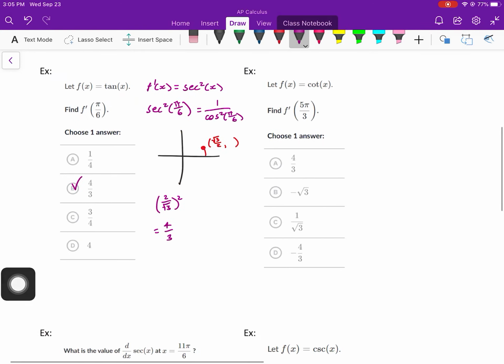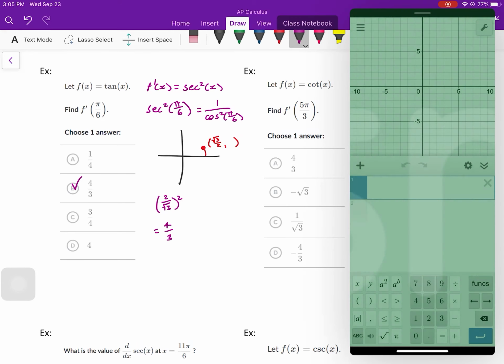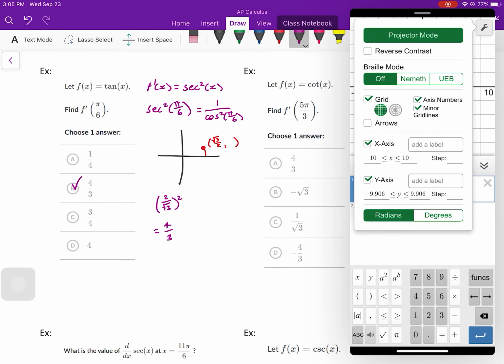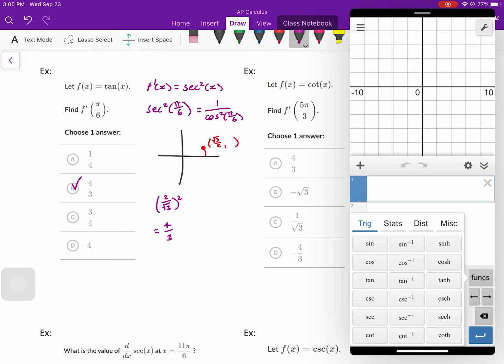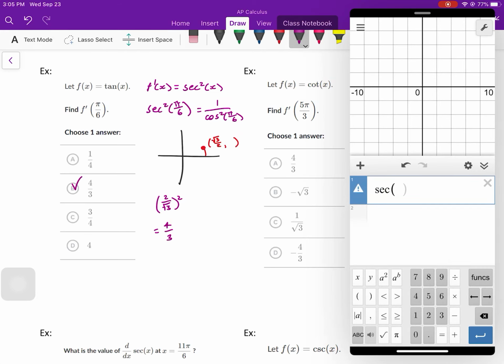Pre-calc, what are you going to do? Secant squared, here's what you're going to do. Bring in Desmos. Make sure you are in radians, which we are. And then functions, let's see if secant's an option. There it is. So secant of pi divided by 6. But we want to go ahead and square that, and put parentheses around the whole thing.